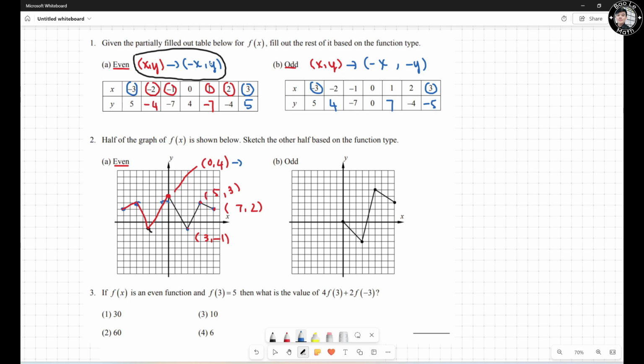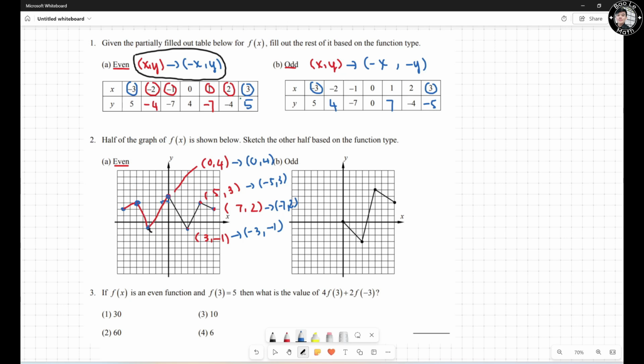x opposites, y stays the same. So it should be 0, 4. Alright, this guy should be negative 5, 3. This guy should be negative 7, 2. This guy should be negative 3, negative 1. Alright. Now the last step, you need to locate these four points of the image right here on the x and y coordinates. So we get these four points right here. And then you just connect these four points and you get the answer.